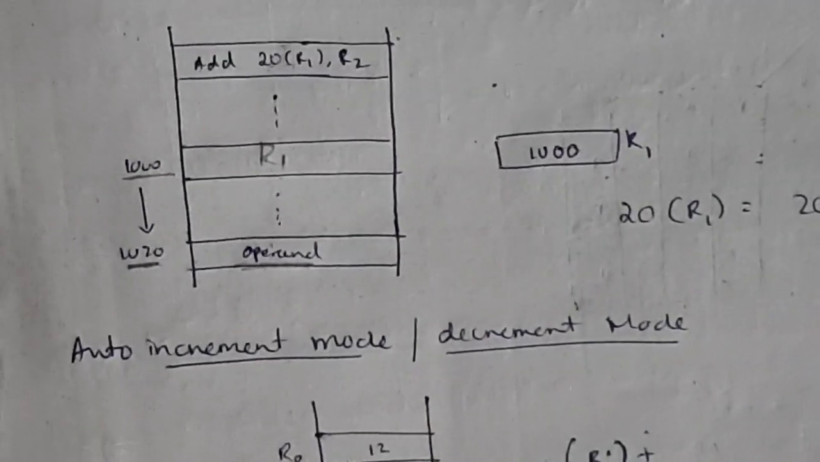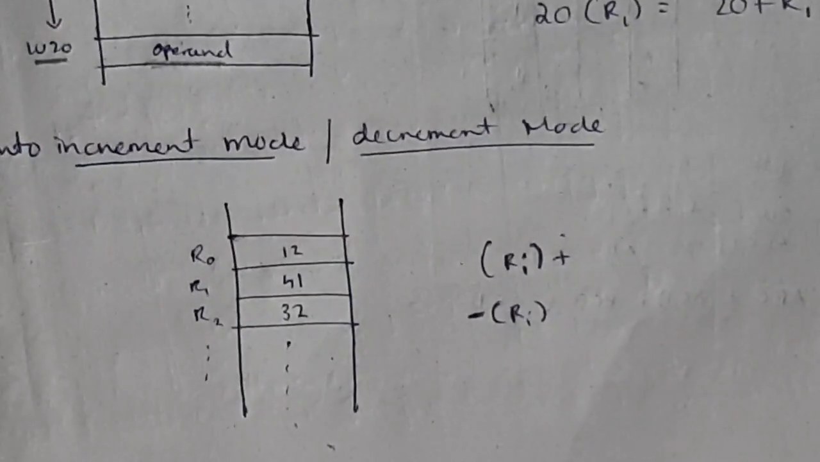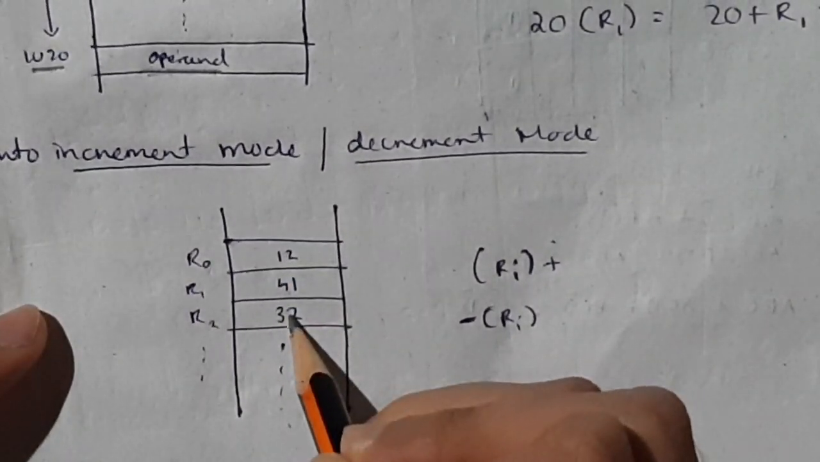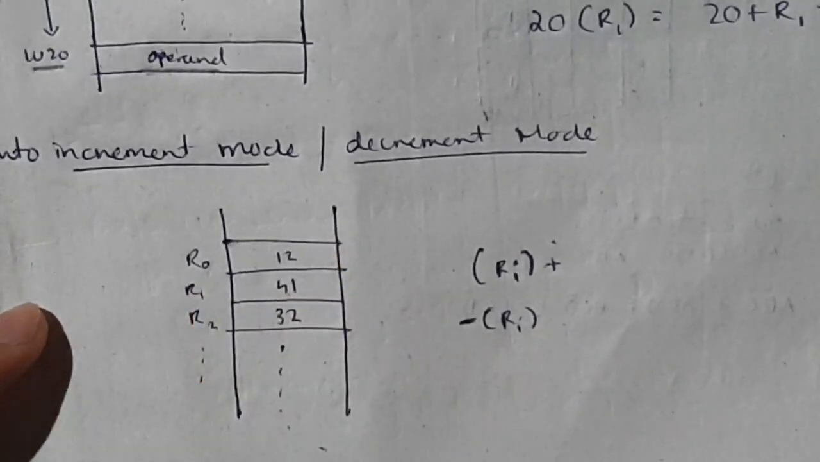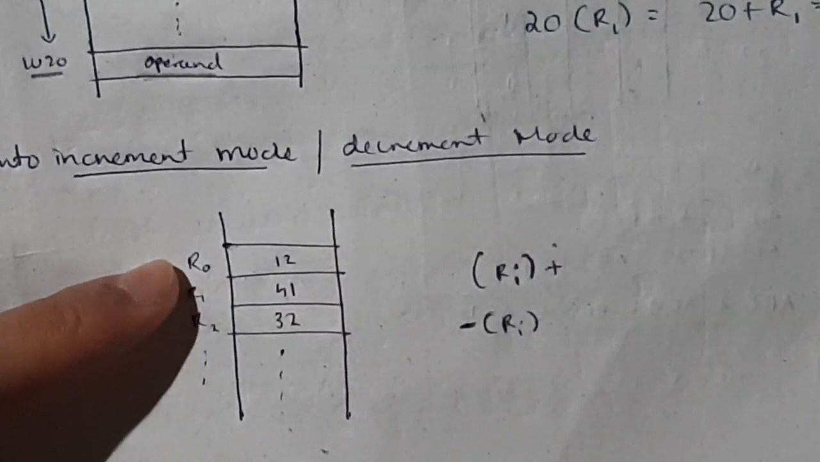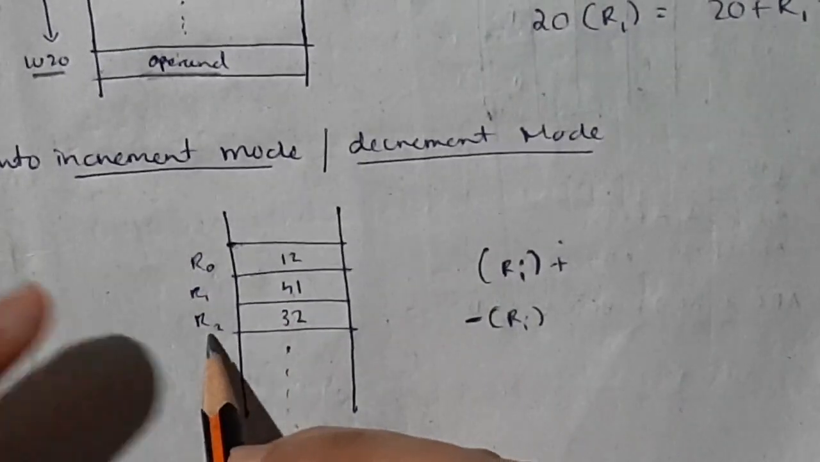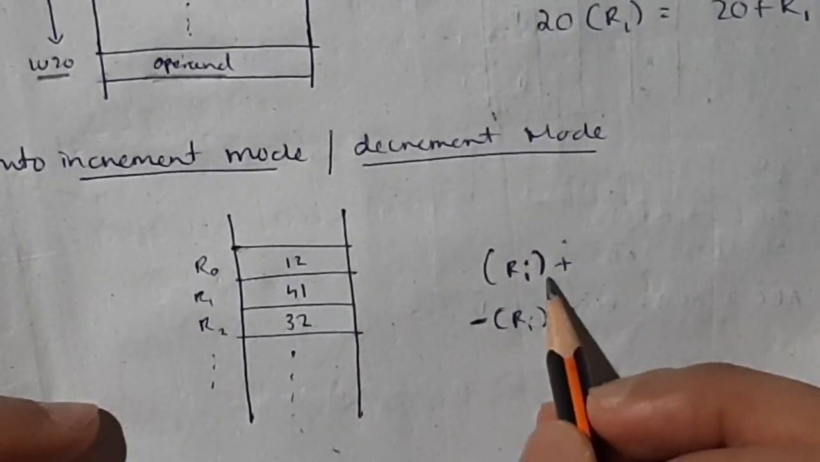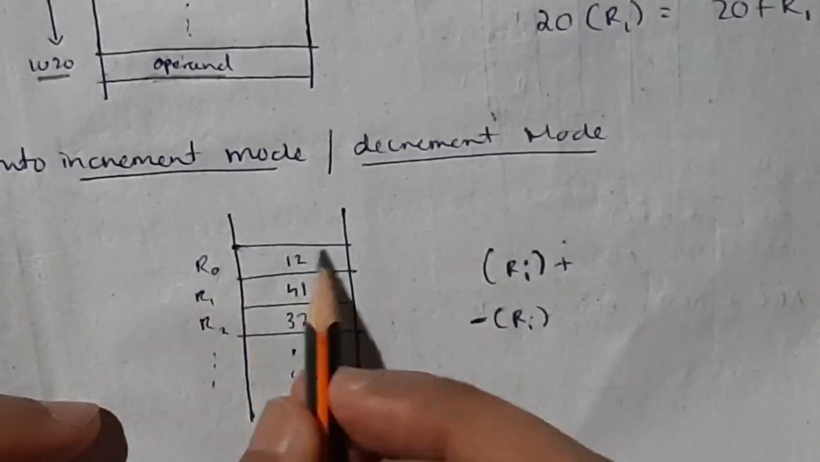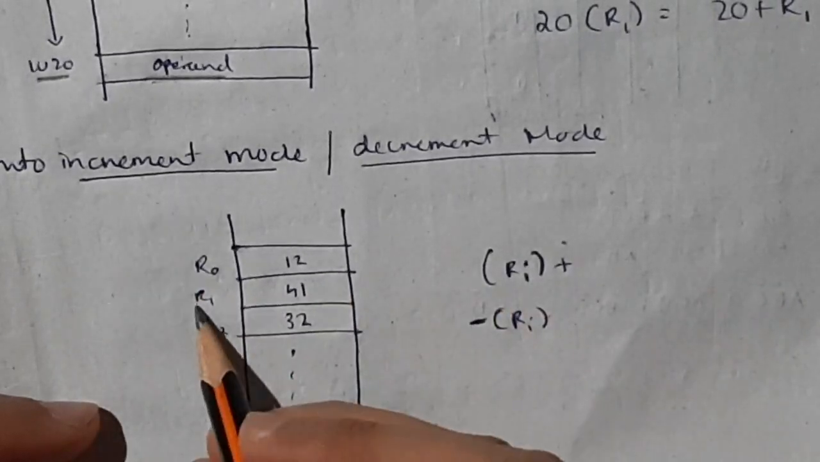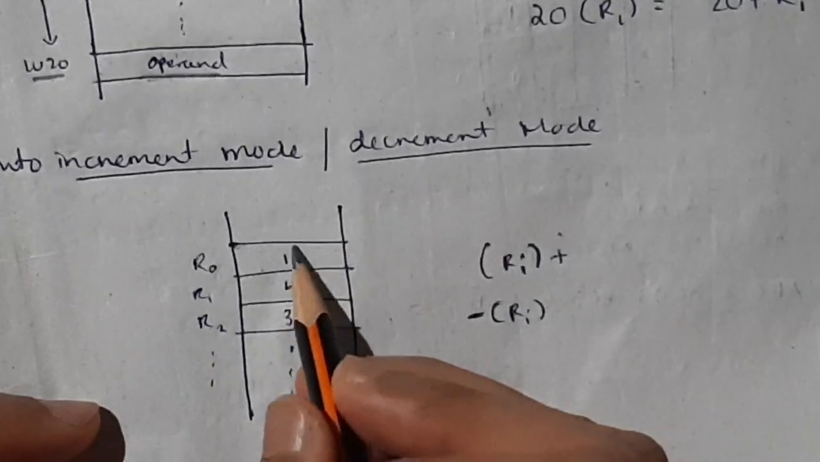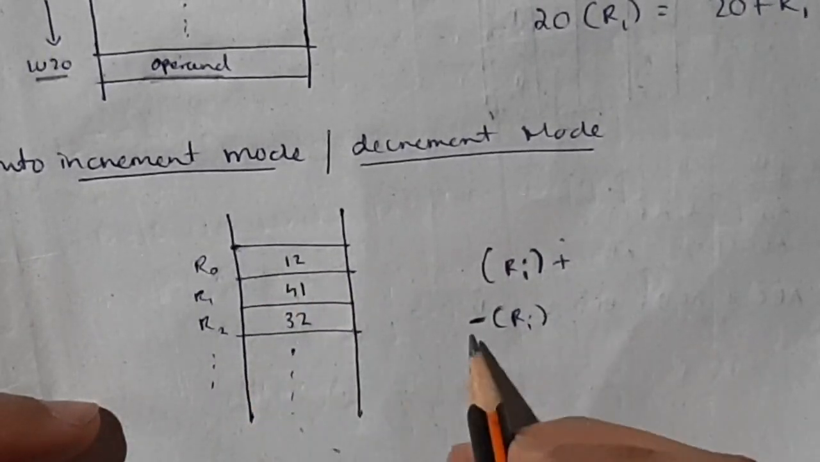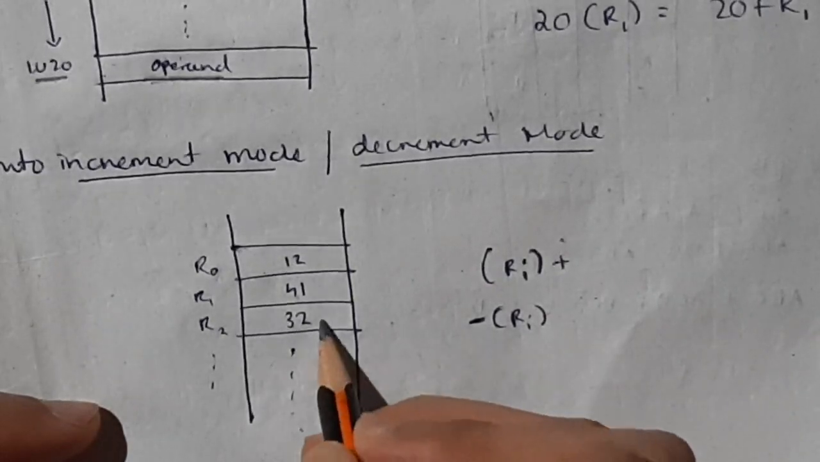Next we have auto increment and decrement mode. Suppose I had to print these numbers in the form 12, 41, 32 in the output. How will I do it? Usually I'll print R0, then print R1, then R2. Instead of that, I can just use this instruction. R0 will be printed, then it will be incremented to R1, then incremented to R2, so this will be printed. If I have to print in the reverse order, I'll use decrement. So it will be printed in this form.